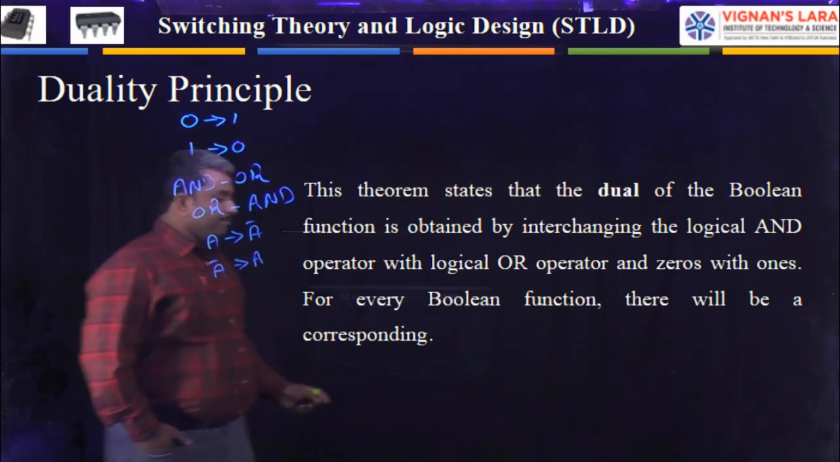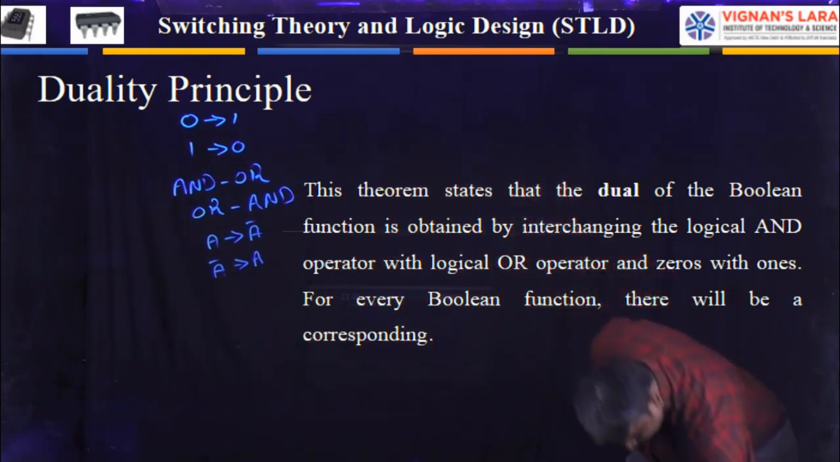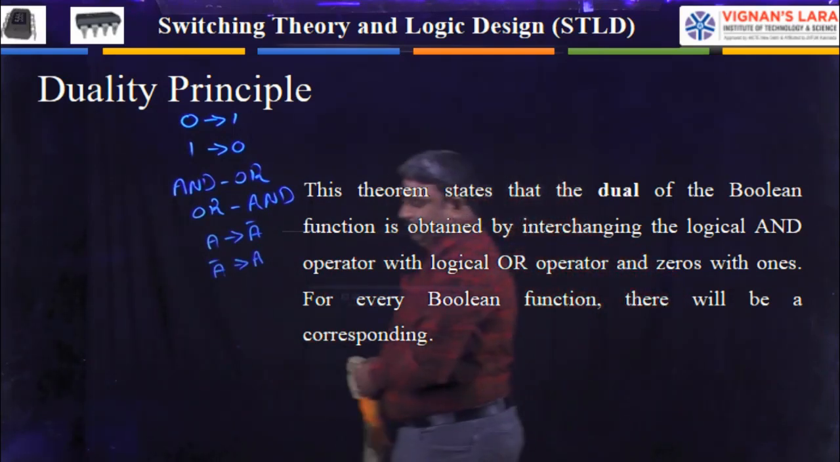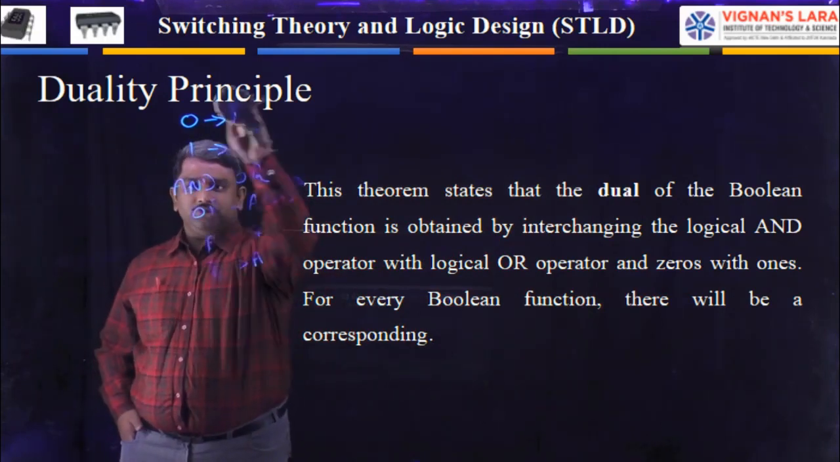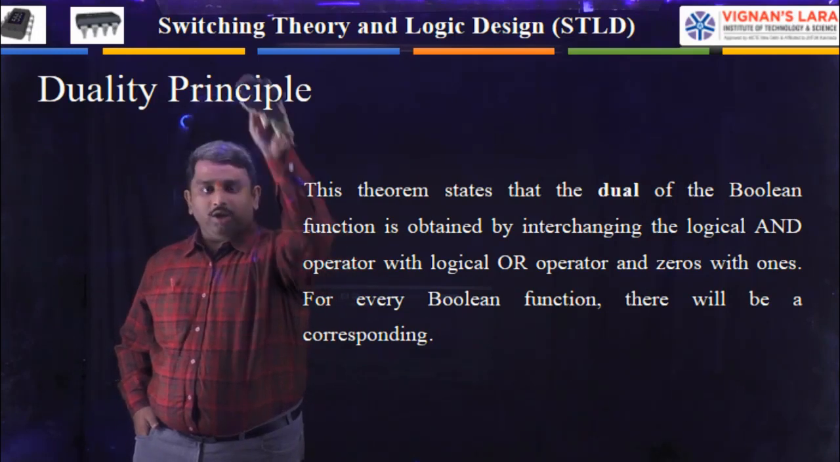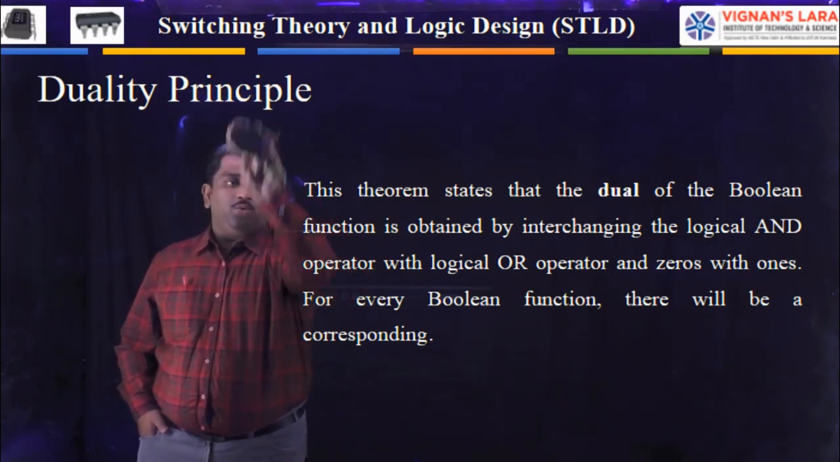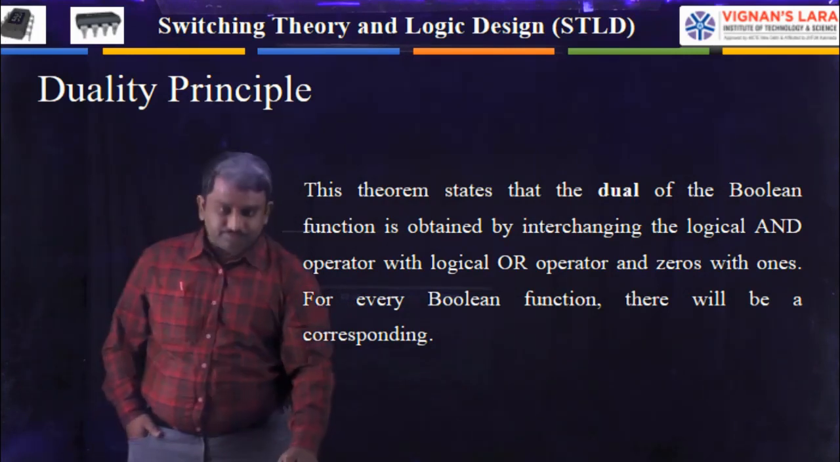So coming to the duality property. In this duality property, we are not doing these operations. In the duality operation, we are doing AND to OR, OR to AND, and 0 to 1, 1 to 0. That we will see now.